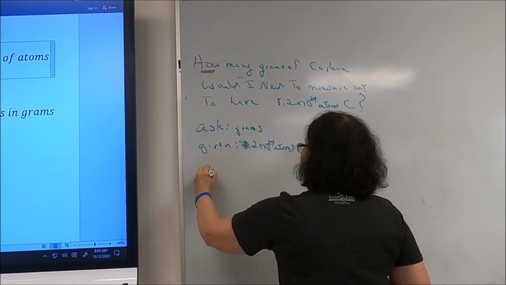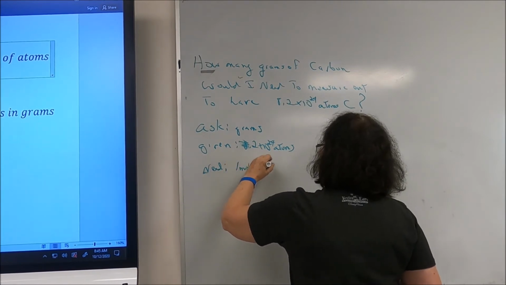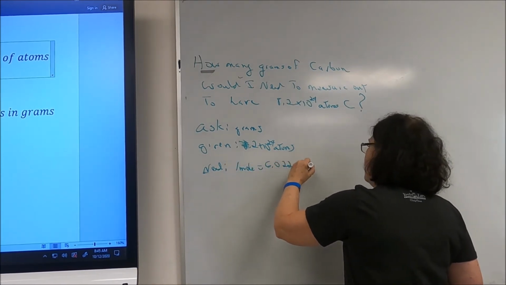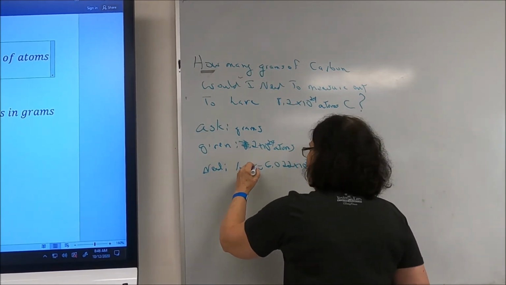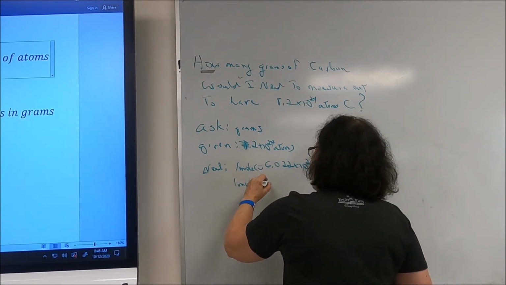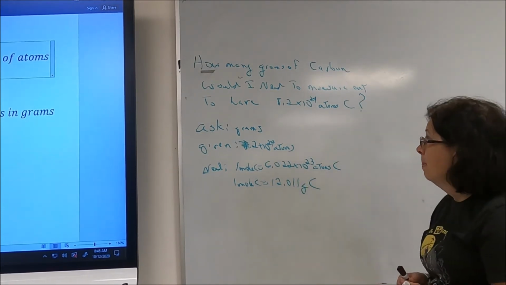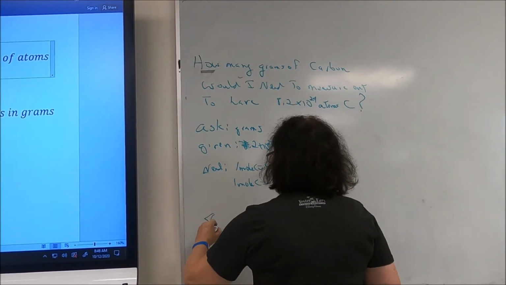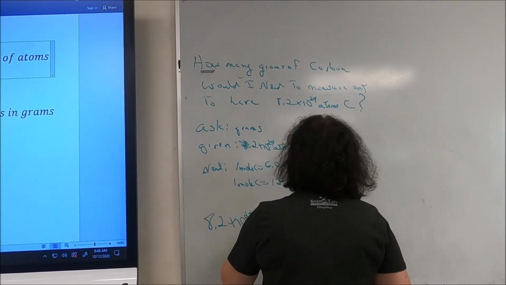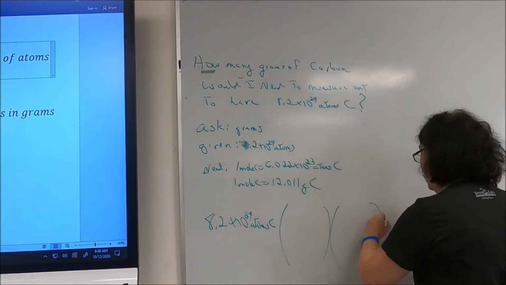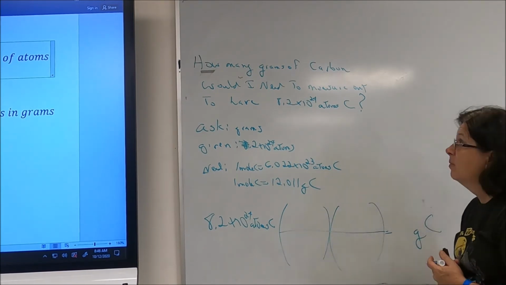So I'm going to need a couple of things. Namely, I'm going to need 1 mole equals 6.022 times 10 to the 23 atoms of carbon. And I need the fact that 1 mole of carbon has a mass of 12.011 grams. So I'm going to start out with my 8.2 times 10 to the 24 atoms of carbon. I'm going to use 2 conversion factors, and I'm going to end up in grams of carbon.